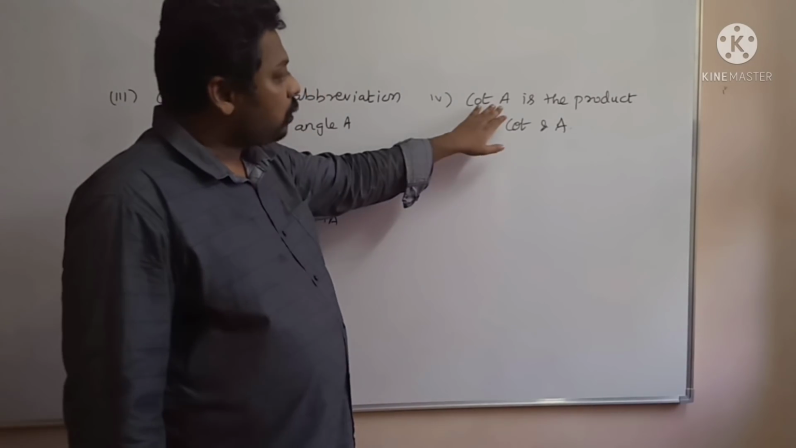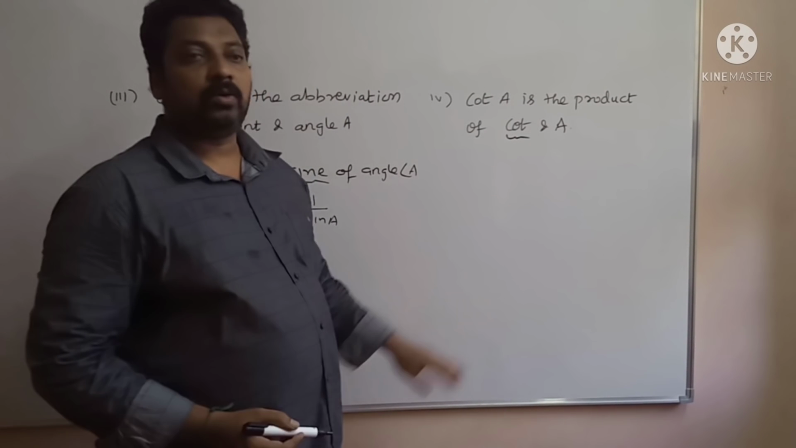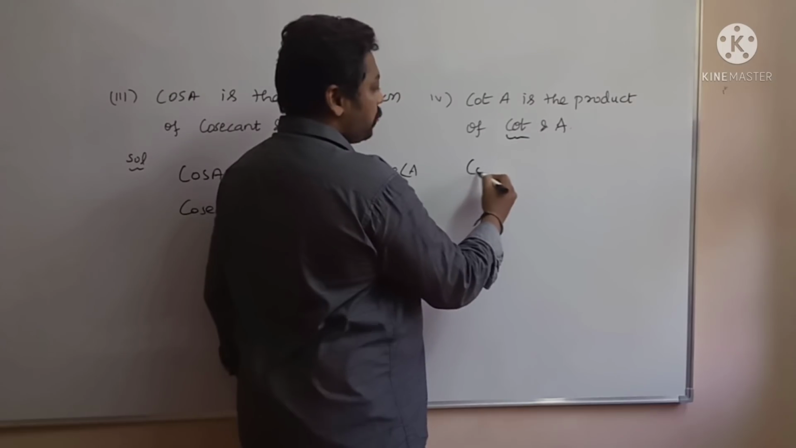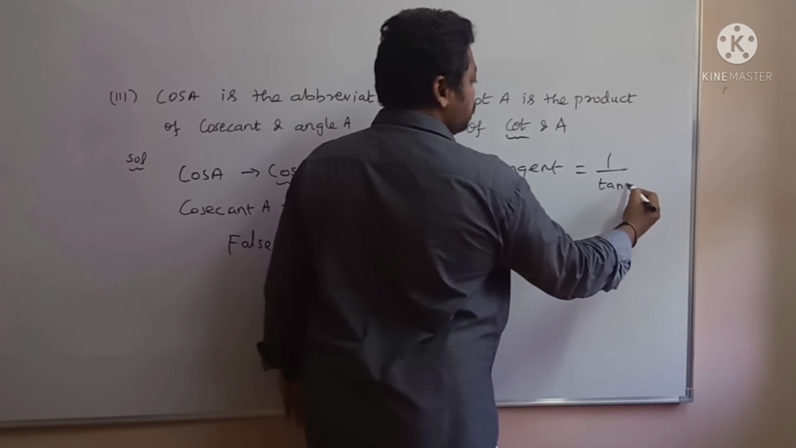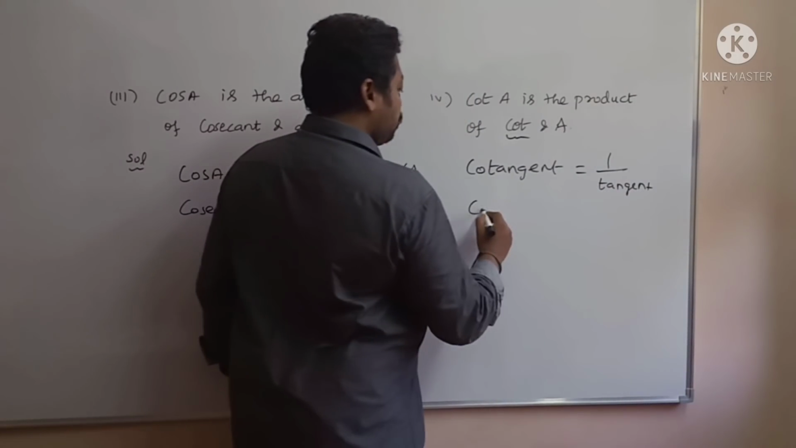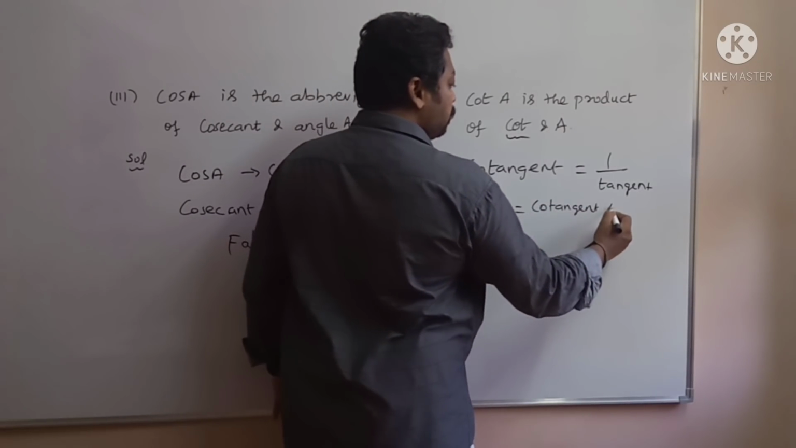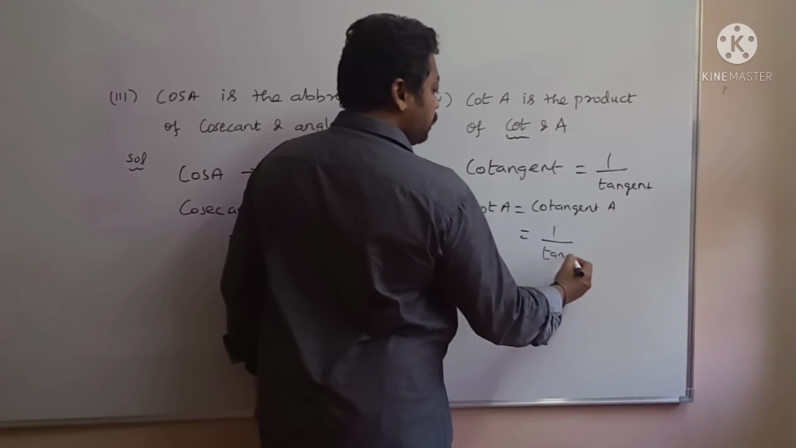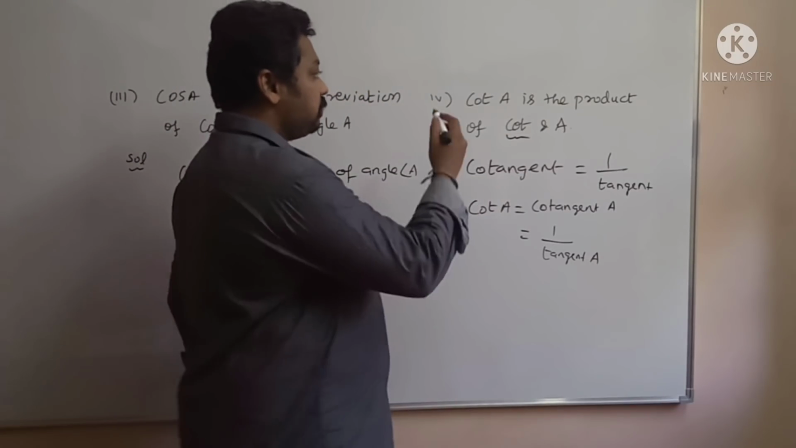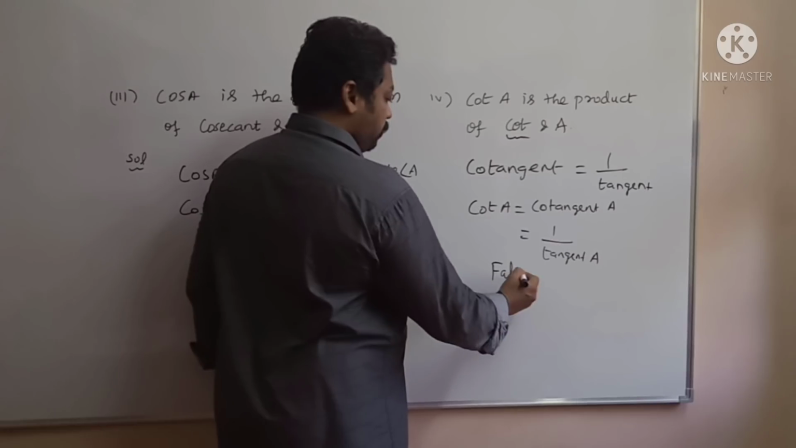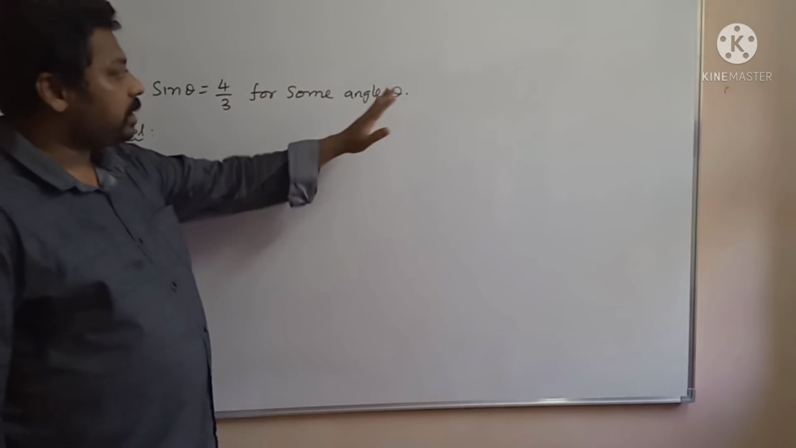Coming to the fourth Roman, cot A is the product of cot and A. In trigonometry there is no meaning for cot by itself. Actually cot A is cotangent. What is cotangent? It is the inverse of tangent. So cotangent A is the inverse of tangent A, and it is not the product of cot and A. Therefore the given statement is false.